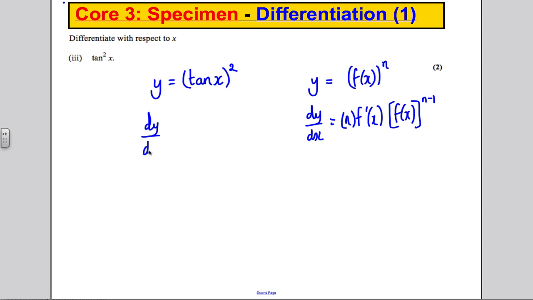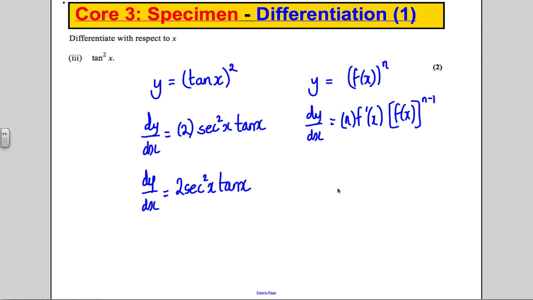Dy by dx is therefore, bring down the 2. The differential of tan x, you should know, is sec squared x. That's given in the formula booklet. And reduce the power of this by 1, it would just be tan x. So tidying up, dy by dx is 2 sec squared x tan x. And you're done. There's the differential.